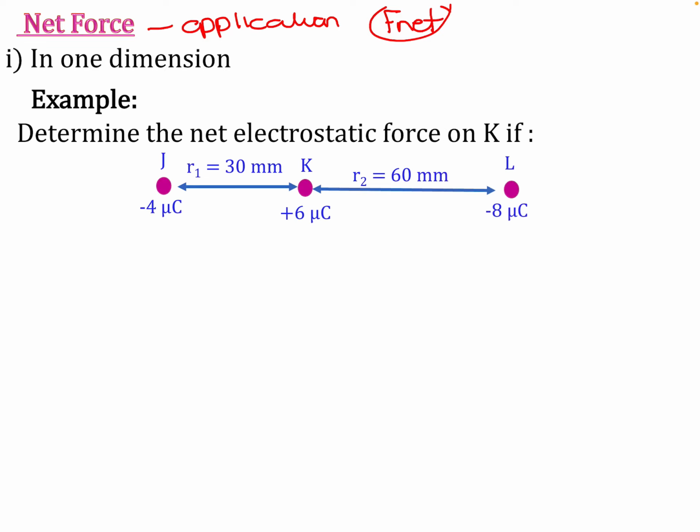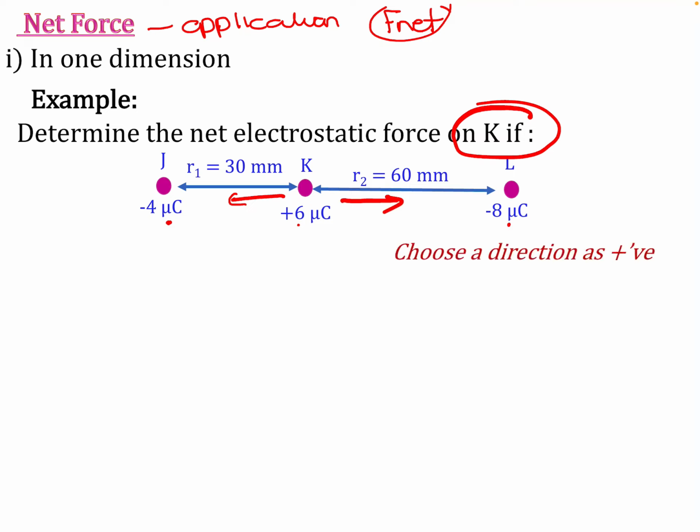Okay? So here's our example. We have 3 charges, J, which is minus 4 microcoulombs, K, which is plus 6, and L, which is minus 8. They're all in a line, and I ask you to calculate the net electrostatic force on K. What we need to recognize here is that K is going to be attracted to J, because it's negative, and it's going to be attracted to L. Basically, we want to know which of those attraction forces win out.